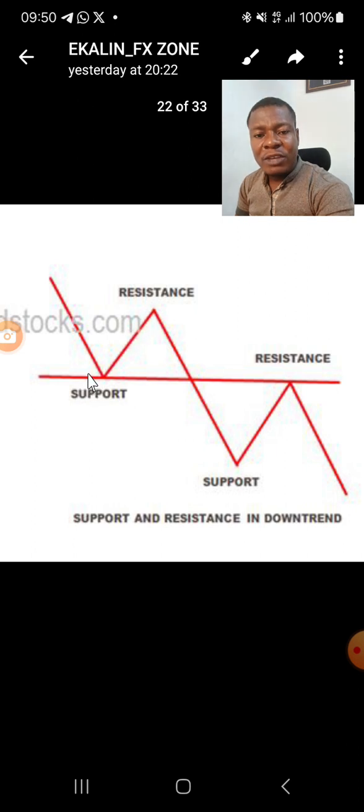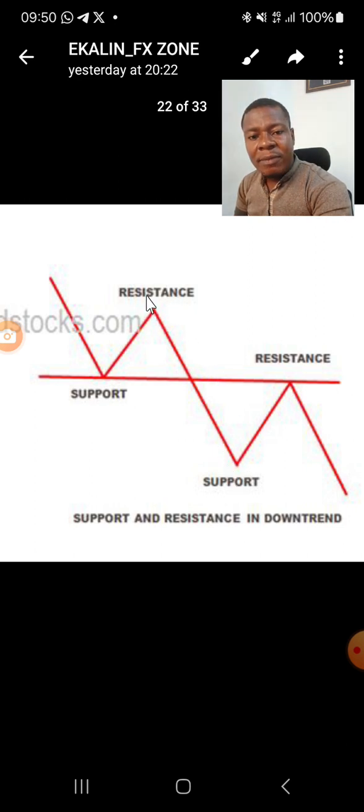So where price got to and then retraced, you put a line there as a support, because this support or this line prevented price from going lower. It prevented price from going lower. So this will be our support. Then where price got to and then made another impulsive move down, you put another line there as your resistance.